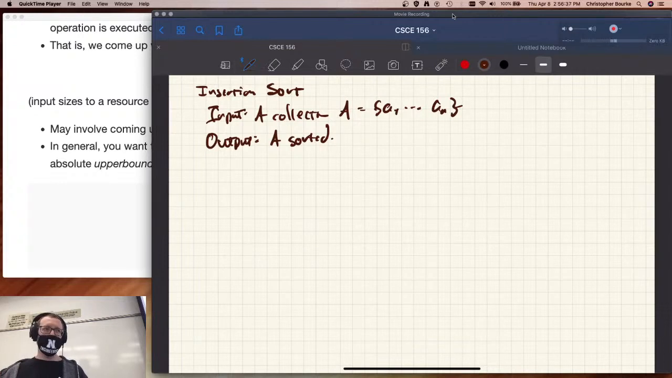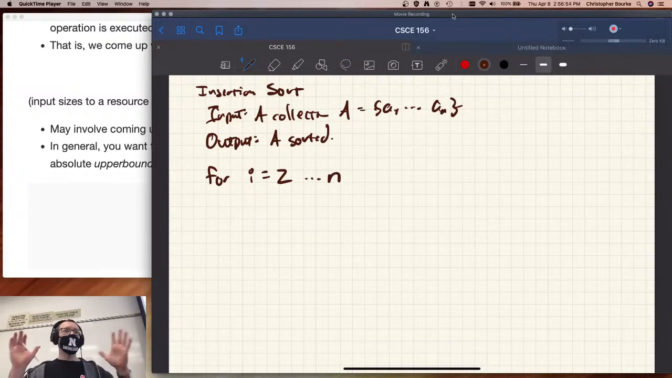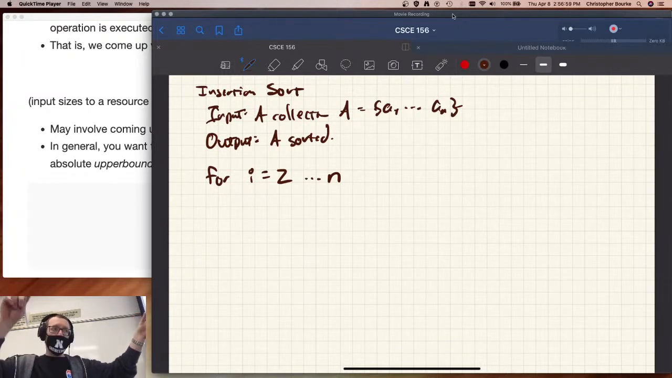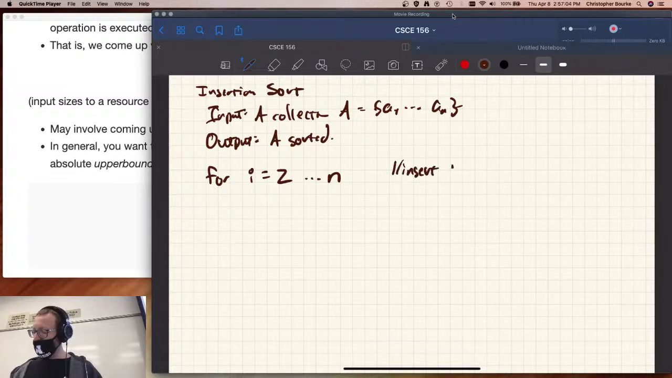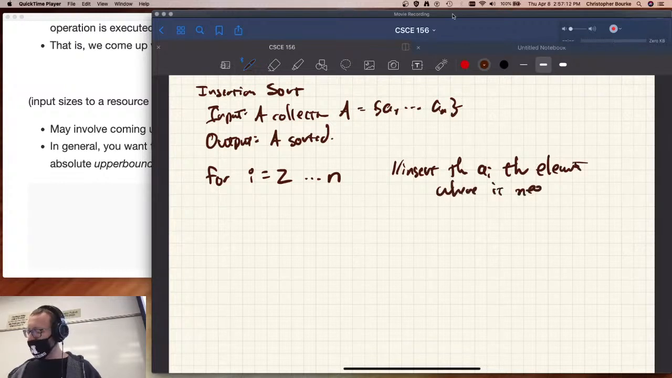Now, codify that. Where did I start? Remember I started and said, well, the first one, that's just a list of size 1, so it's sorted automatically. So where do I actually start? At the second one. For i running from 2, and here I go all the way up to n. Because at the very end, I need to make sure that that one is where it needs to be by inserting it. Right? I'm going to insert the ith element where it needs to be.